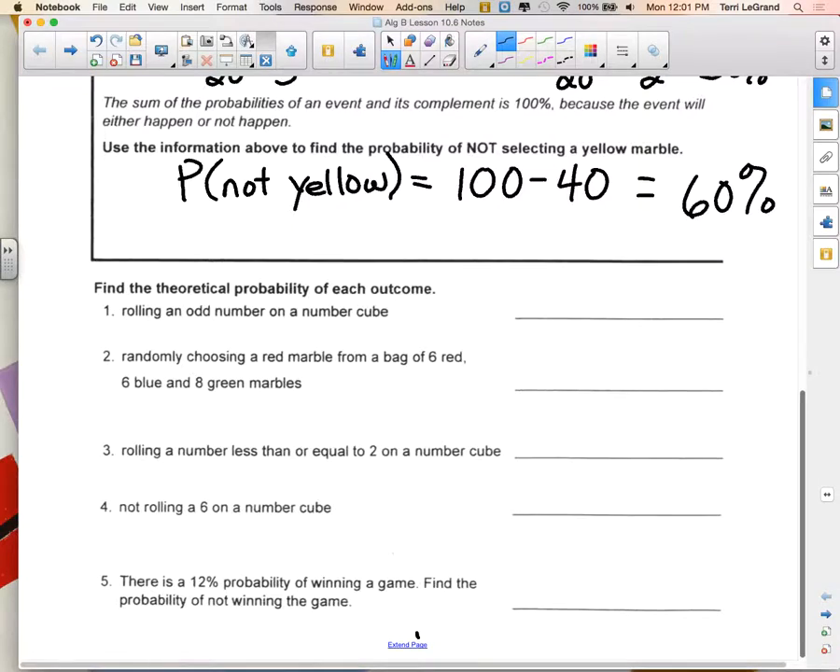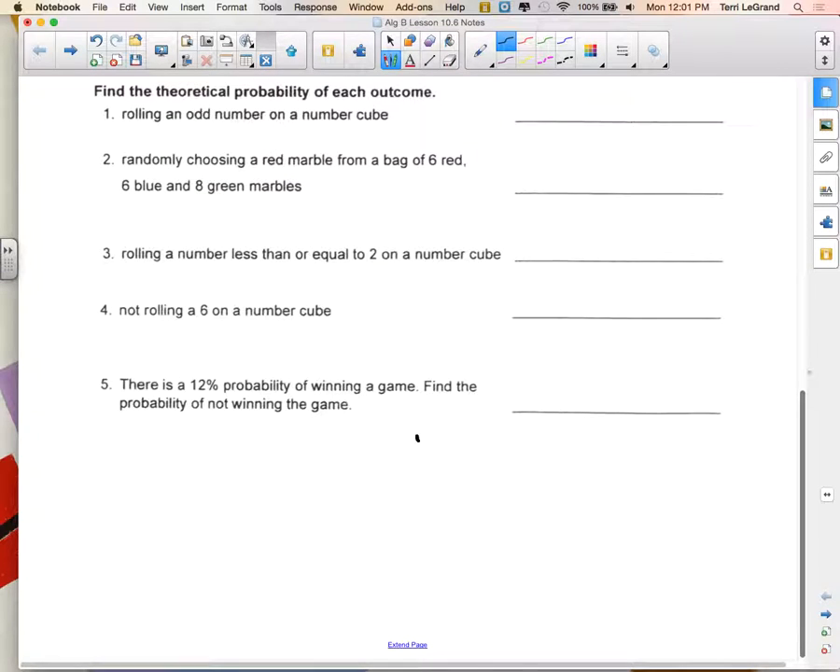Find the theoretical probability of each outcome. Rolling an odd number on a number cube. Now, here's how you're going to support your answer. You're going to state how many possible things there are. So, Shamarki, do you know what we could use for the possible outcomes? What are the things that we want to happen? How many ways can it happen?